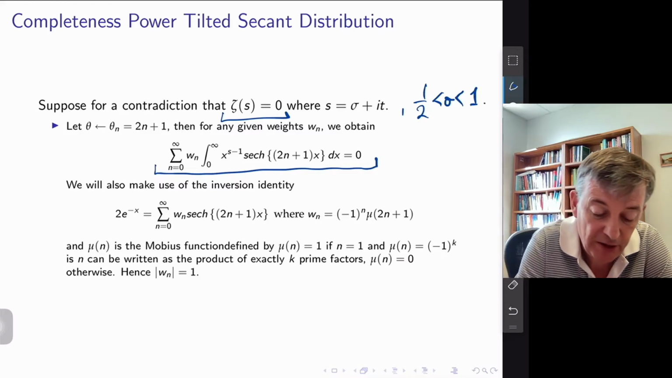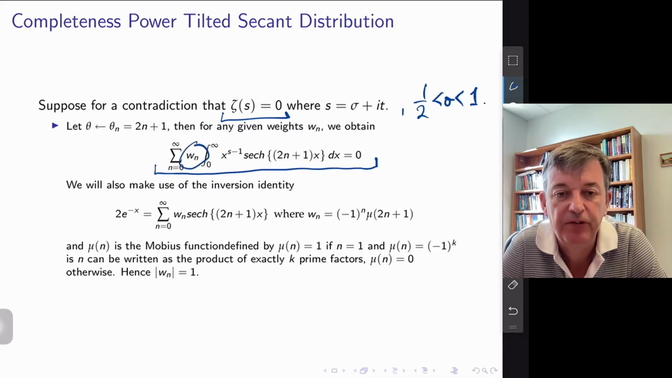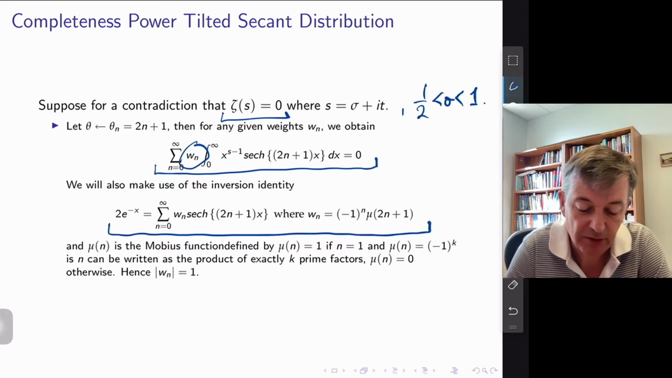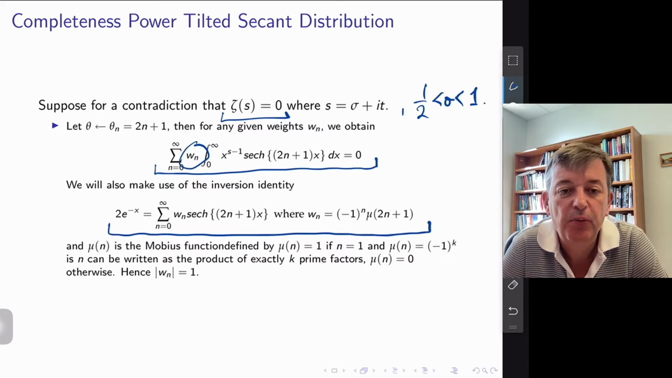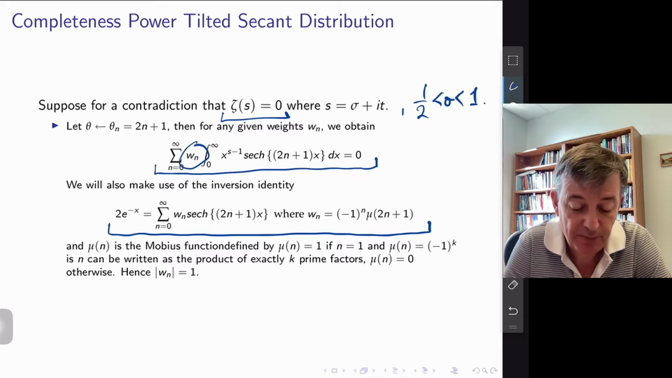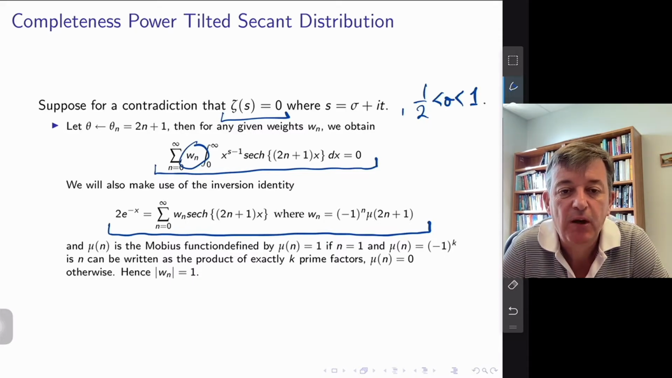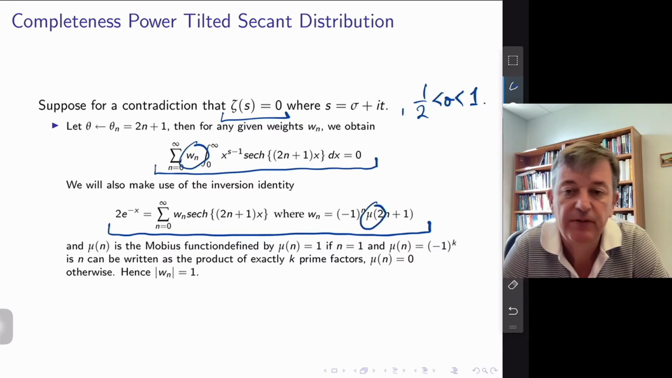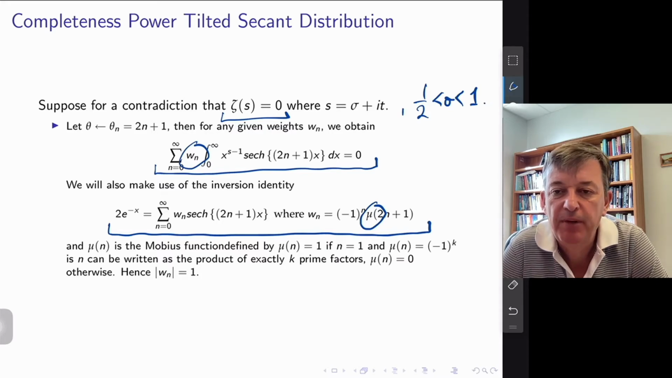Now, the tricky or interesting bit of these completeness results is how do I choose my weights Wn? And there's a very nice identity, and we'll talk about it on the next slide as well, that takes the exponential function and replaces it by a weighted sum of these secant functions. And again, there's our favorite Mobius function. So maybe this is a completeness probabilistic probability density version of how the Mobius function comes into the Riemann hypothesis.